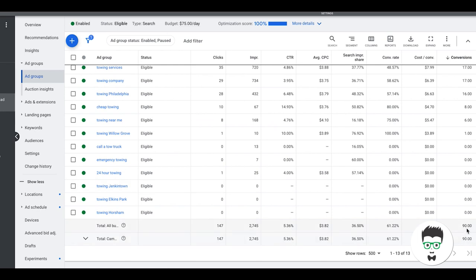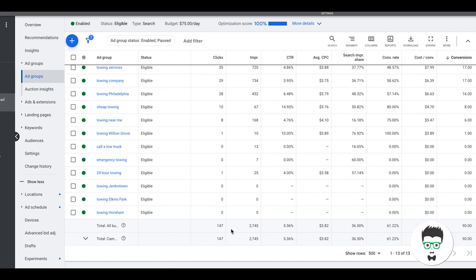I should say this too. This is not contact form leads, guys. This is all phone calls. This is a call only campaign. So we're only pushing phone calls with this campaign. So that's 90 inbound phone calls in the last 7 days at a cost per phone call of $6.25, which is totally insane. Look at this. That's wild. 61% conversion rate on the campaign, which is even wilder.